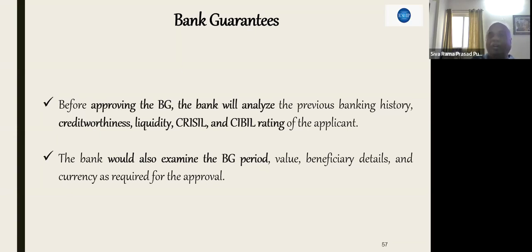That is an ICRA or CRISIL rating, and the CIBIL rating, normally CIBIL or CRIF High Mark, where whatever loans are available and how the repayment is, all these things they are mentioning.